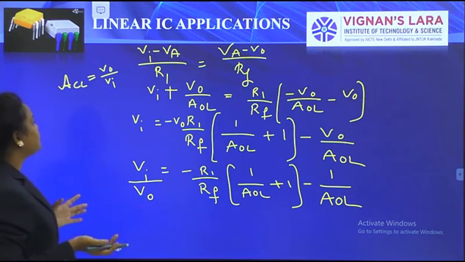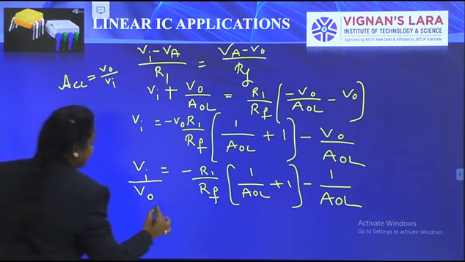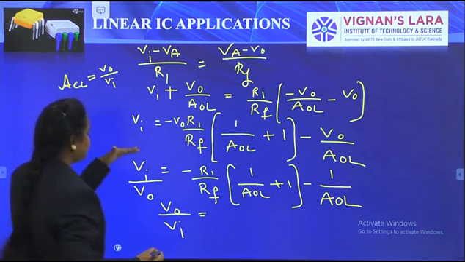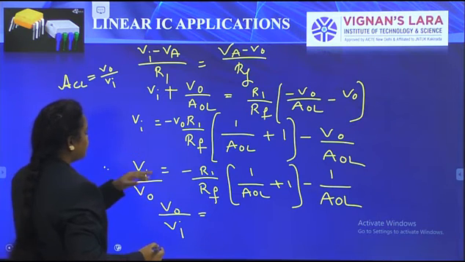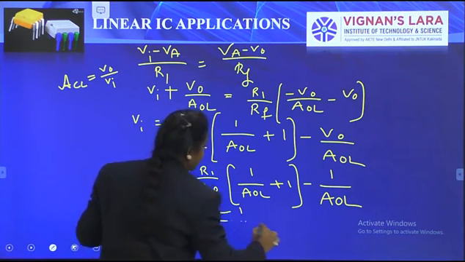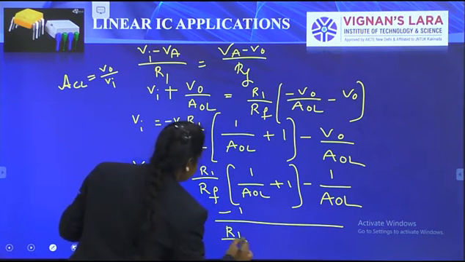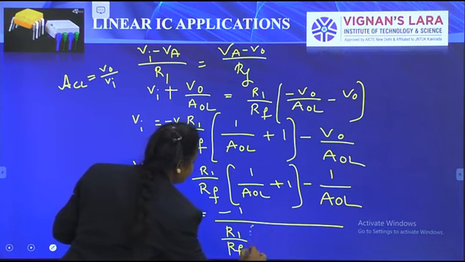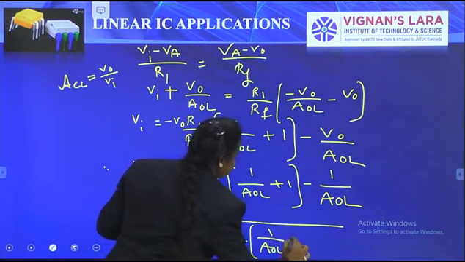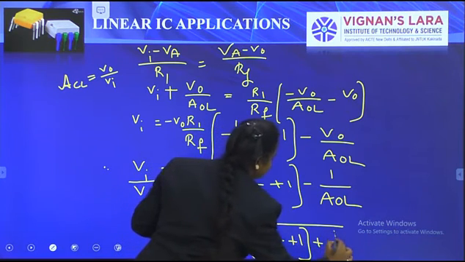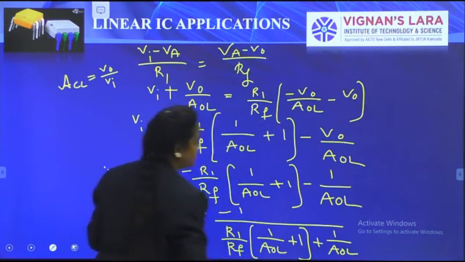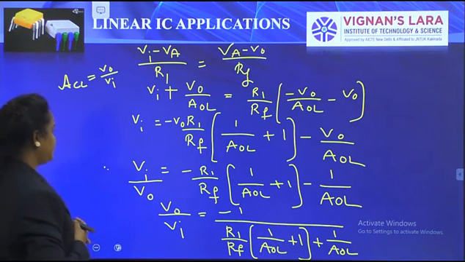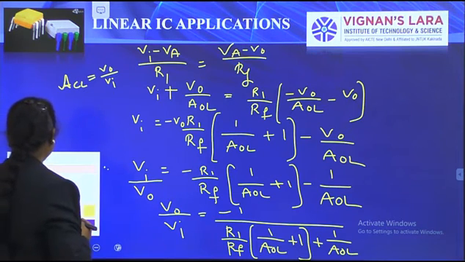Gain means output voltage by input voltage. So we write V0 by Vi is equal to taking this term to the numerator and this term to the denominator, then minus becomes plus. So minus 1 by (R1 by RF of (1 by AOL plus 1) plus 1 by AOL). We get the equation like this.